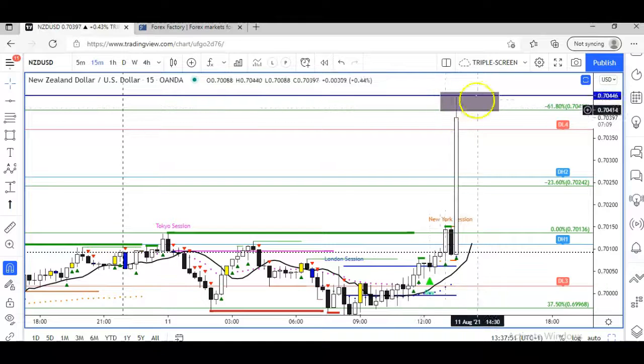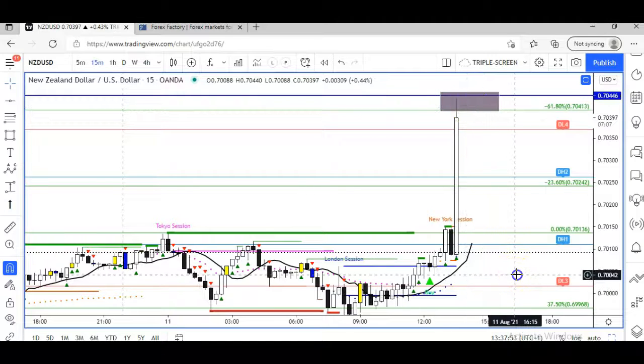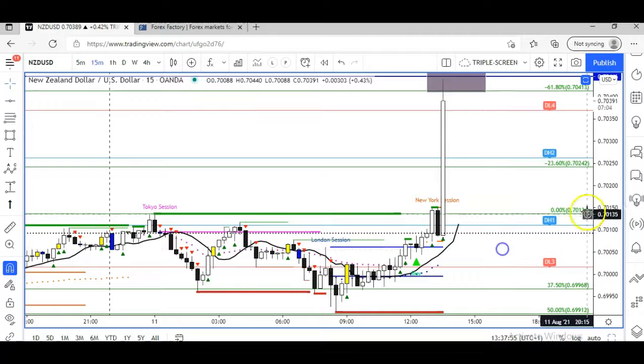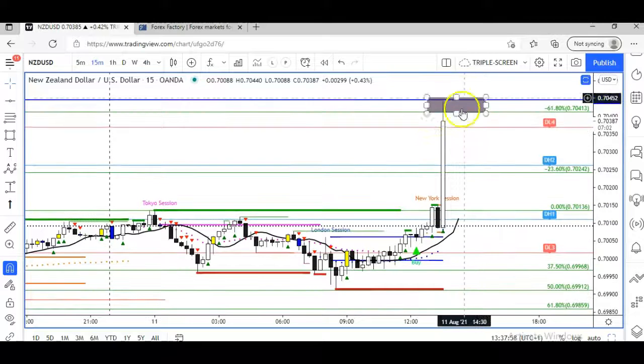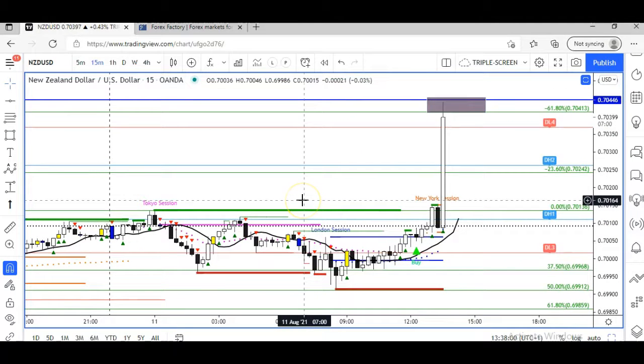That sometimes could cause a reversal, okay, using the Fibonacci ratio. So that's the winning trade. This is how you trade in harmony with the market.